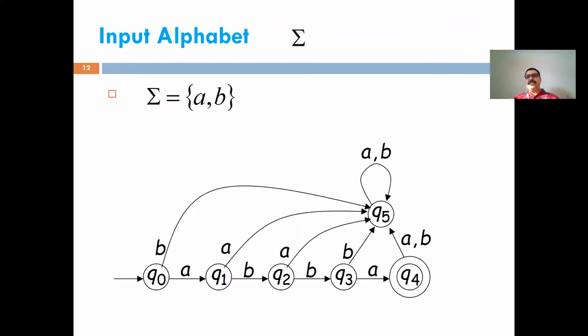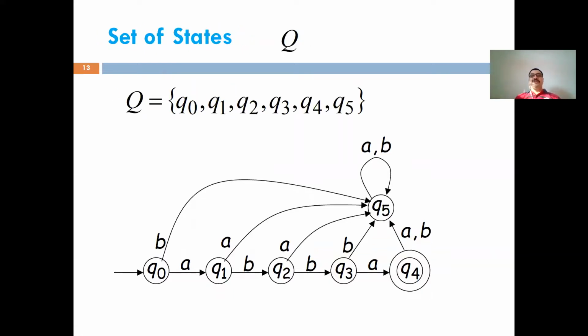Now we will explain each and everything by using this diagram. In this case, the input alphabet, that is sigma, we can use the input a or b. In this diagram, you can see we are moving from one state to another state only by using small a or by using small b. So small a and small b can be considered as the input alphabet. And second, I already told you about the set of states, that is capital Q.